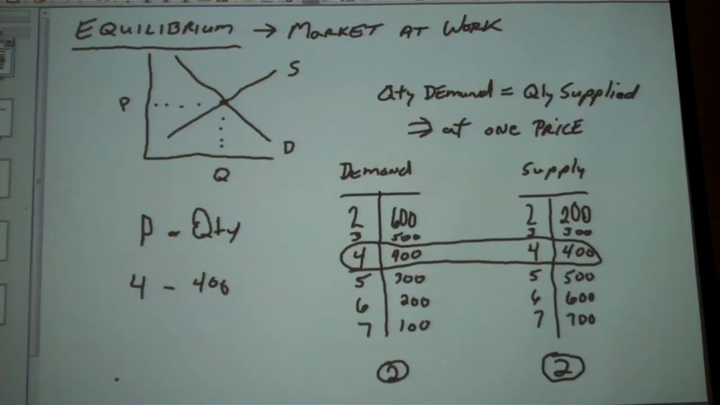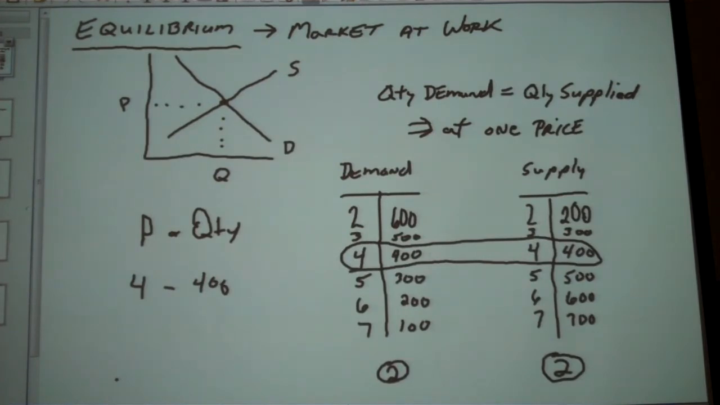Welcome to Mr. Tonsoni's podcast on equilibrium with supply and demand. Up here on the notes, we are going to take the information that we've learned about demand schedules and curves and supply schedules and curves and finally put them together to determine pricing.